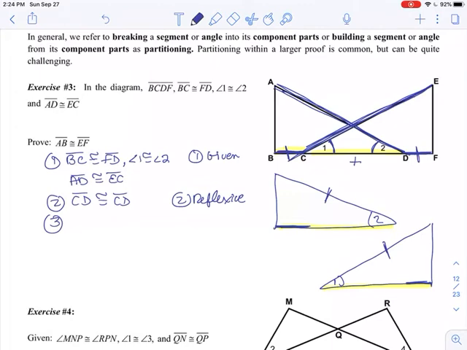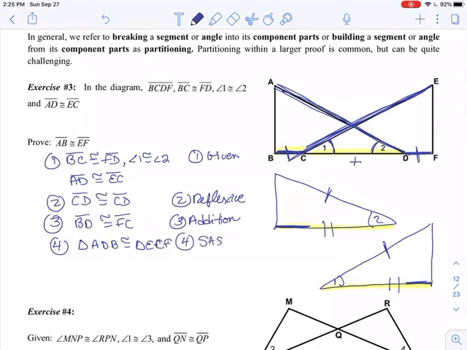I'm going to take BC, and I'm going to add on CD, and that would give me BD. And I'm going to take FD, and I'm going to add on CD, and that would give me FC. And that's just addition. Now I have the whole side congruent to the whole side, so my triangles are congruent to each other by side angle side. So triangle ADB is congruent to triangle ECF. Side angle side.